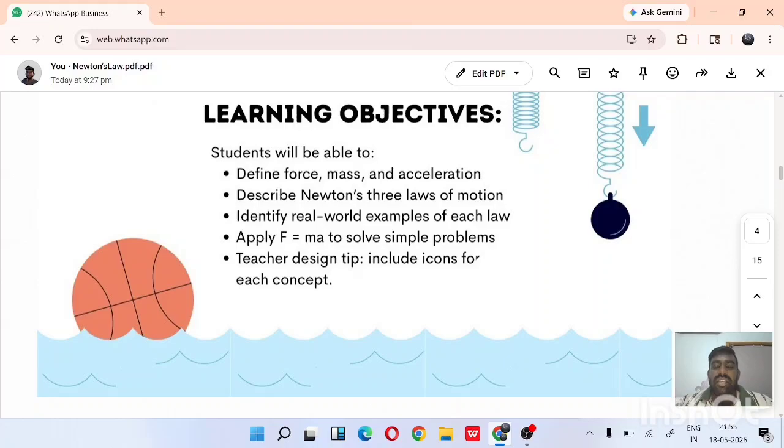Sports example: a sprinter remains still until the starting force is produced. Heavier athletes have greater inertia and require more force to start.